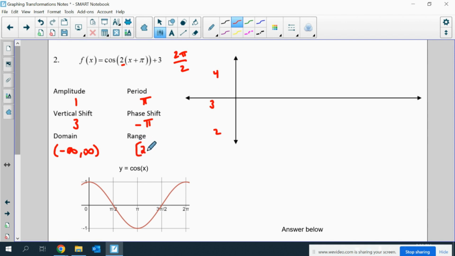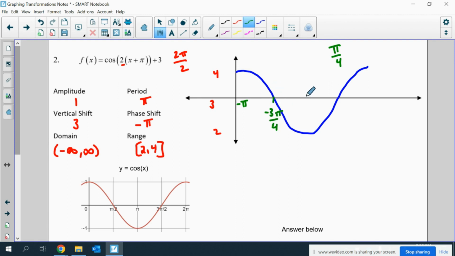So my range is going to be 2 to 4 brackets. Then cosine looks something like this, as evidenced by the picture. Phase shift is to the left pi. And then if I want to figure out what I'm adding every time, I take the period and divide it by 4. So I add pi over 4 every time.